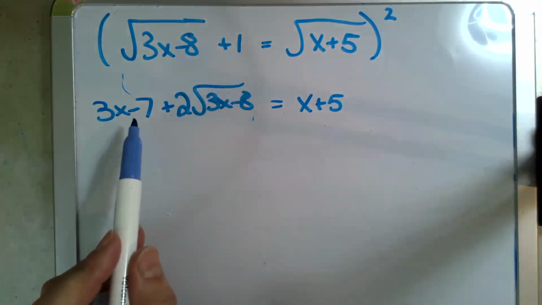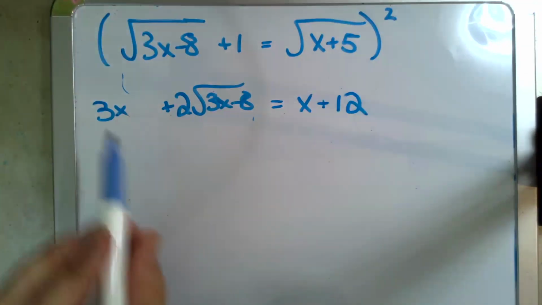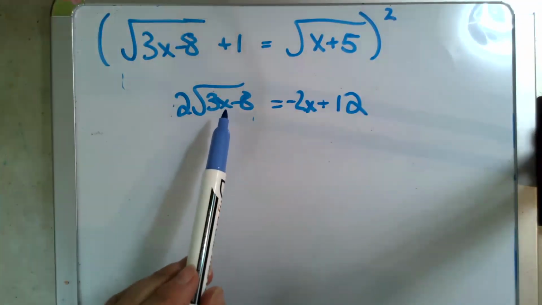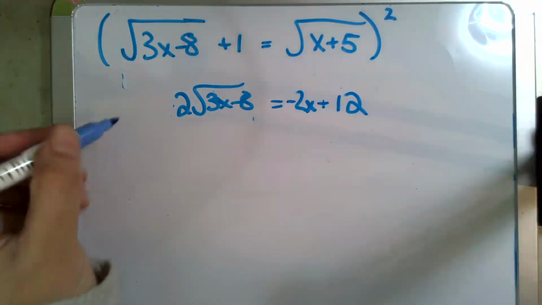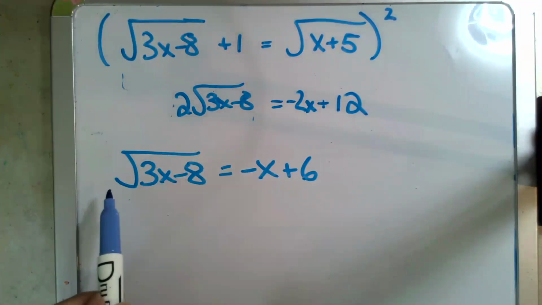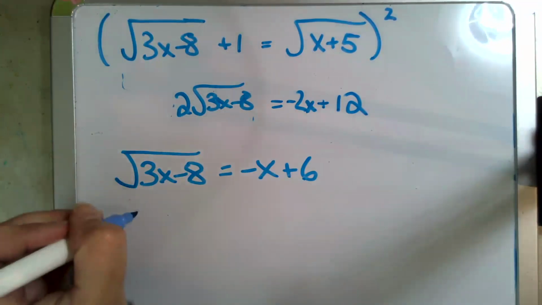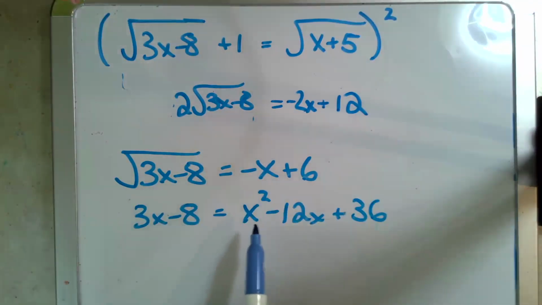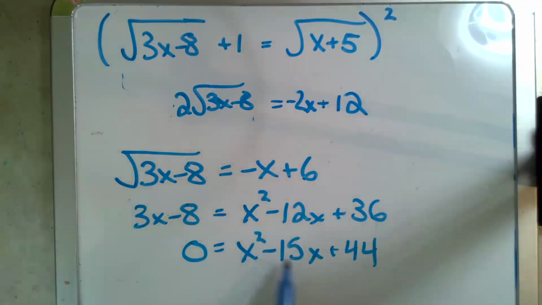So I add 7 to both sides. I subtract 3x from both sides. And now before I square both sides, I'll go ahead and divide away. And now I square both sides again. So when I square this side, I just get 3x minus 8. When I square this side, I get x squared minus 12x plus 36. Now, again, I'm going to bring everything over to this side. And I've got x squared minus 15x plus 44 equals 0.